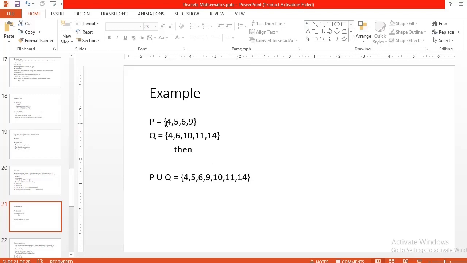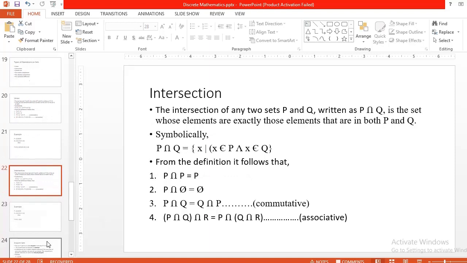So here 1, 4, 5, 6, 9, 10, 11, 14. All these elements are included in P union Q. Understood? All the elements which are contained in P or Q or both. So here all the elements of P and Q are contained in P union Q. There is a repetition of the elements 4 and 6. Repetition is not allowed here, so we have taken those elements 4 and 6 only a single time. The next operation is intersection.